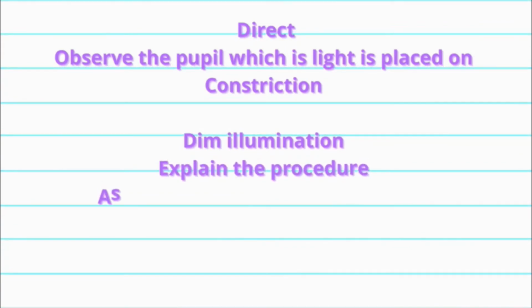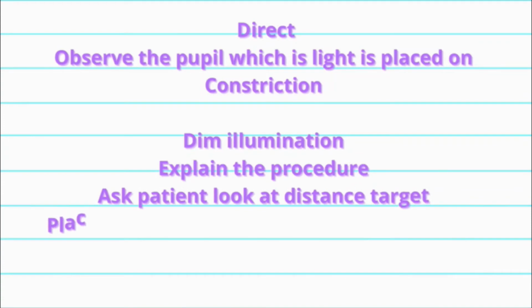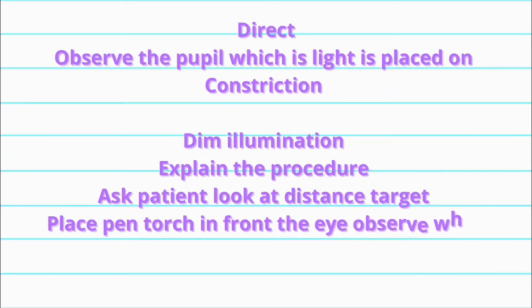So for the procedure, you have to be in a fairly dim room. You explain the procedure to the patient that, hi, I am going to observe what happens to your eye when light is brought towards it, or how well your pupils respond to light. Then you ask the patient to look at a distance target.